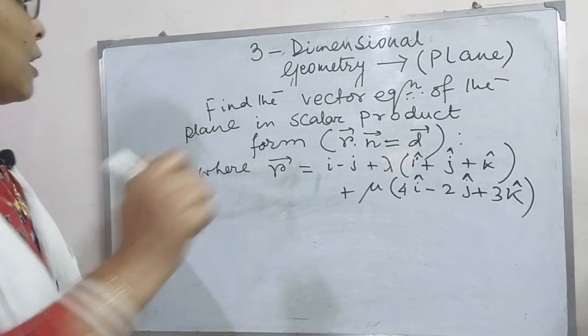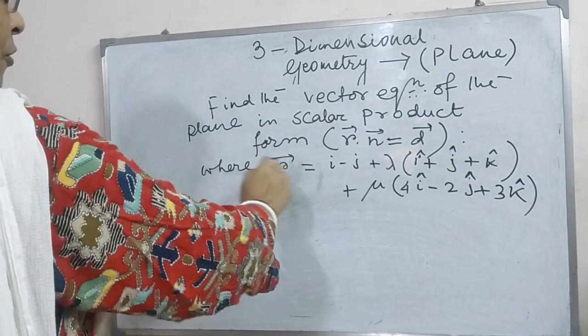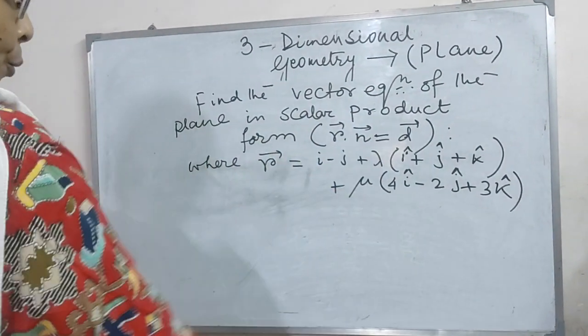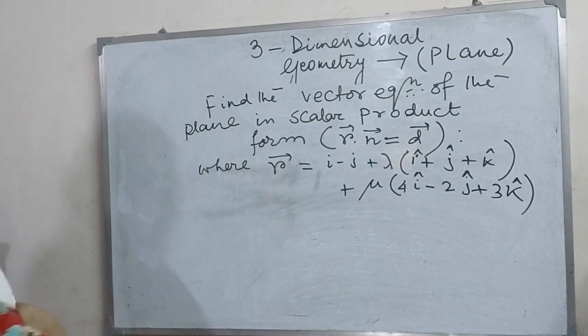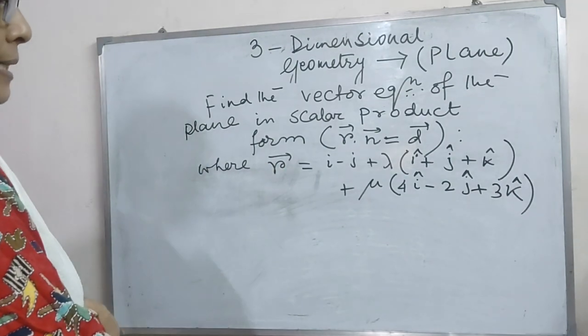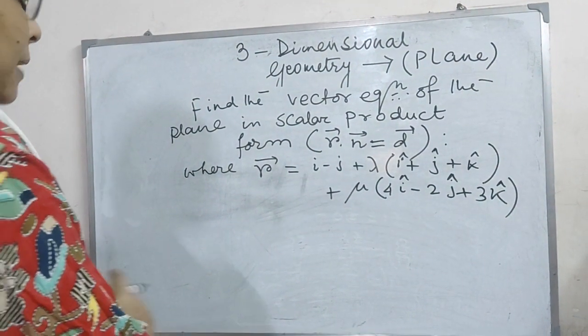Second sum is: find the vector equation of the plane in scalar product form r dot n equal to d, where r equal to i minus j plus lambda (i plus j plus k) plus mu (4i minus 2j plus 3k).